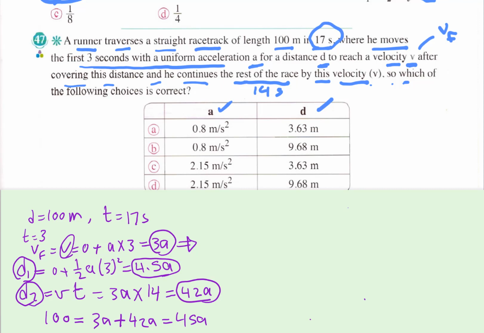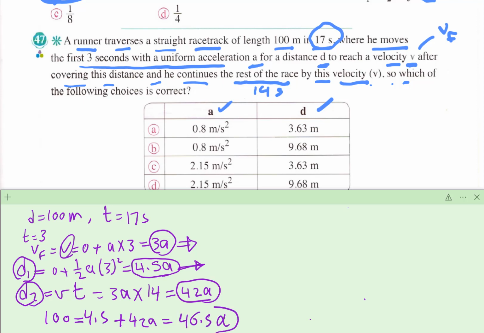Sorry, for the first distance, it's not 3A. First distance, it is 4.5A plus 42A, which means 46.5A. So hold on here, the acceleration will equal 100 divided by 46.5, so 100 over 46.5 equals 2 point something, 2.15 meter per second square.